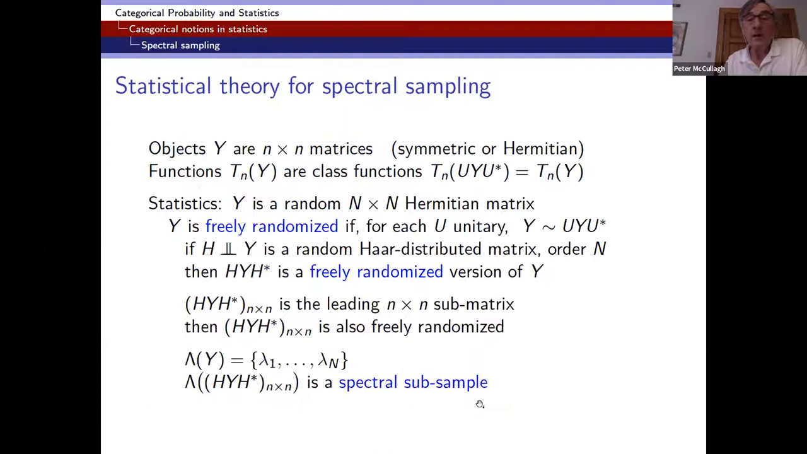Now, I want to take that rationale and reinterpret it in terms of spectral sampling of matrices. So in this situation, the objects that we're going to observe are little n by little n matrices, and they're going to be somehow extracted from big N by N matrices. And in the examples that I discuss later, everything's going to be Hermitian.